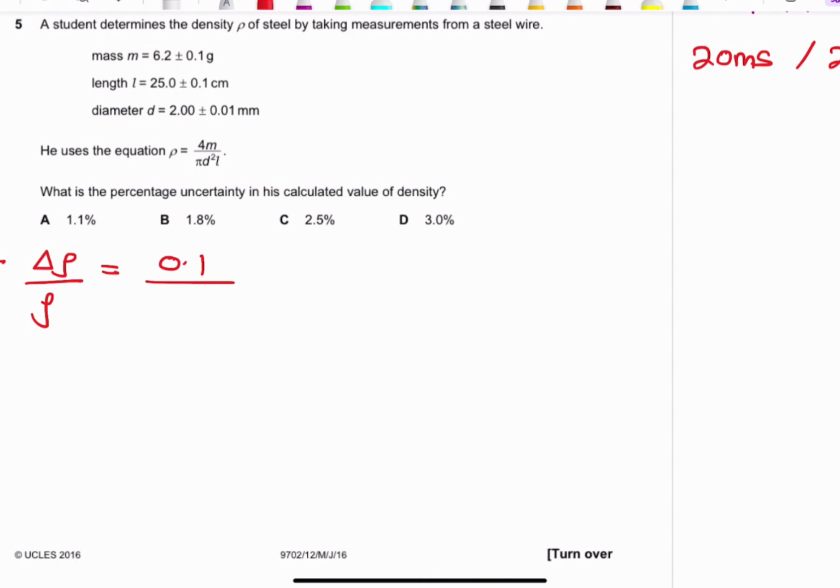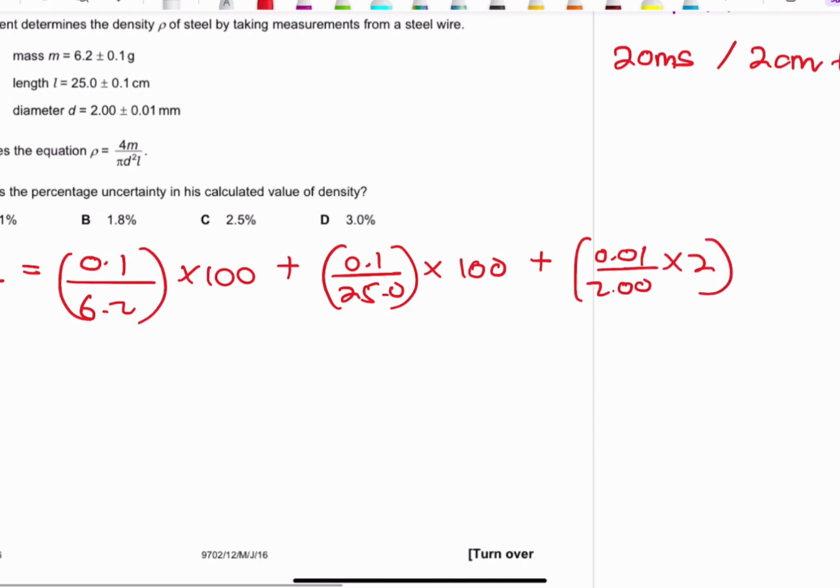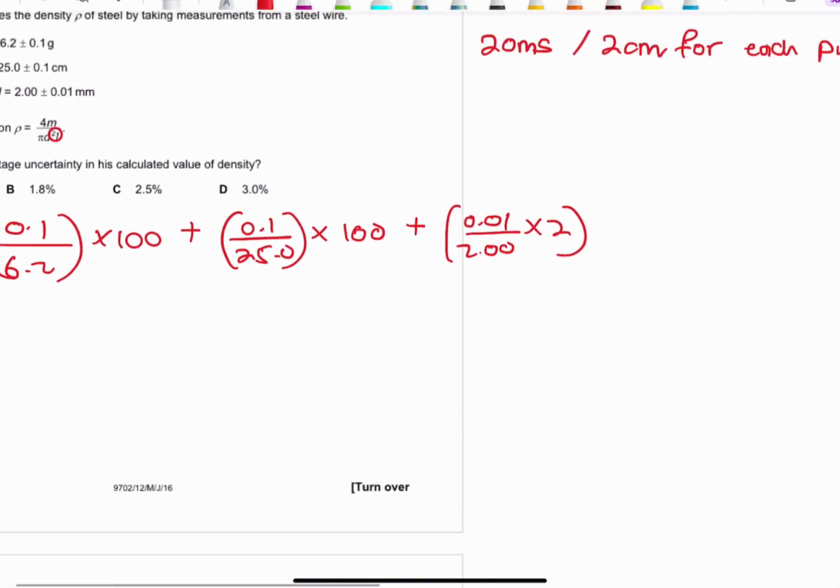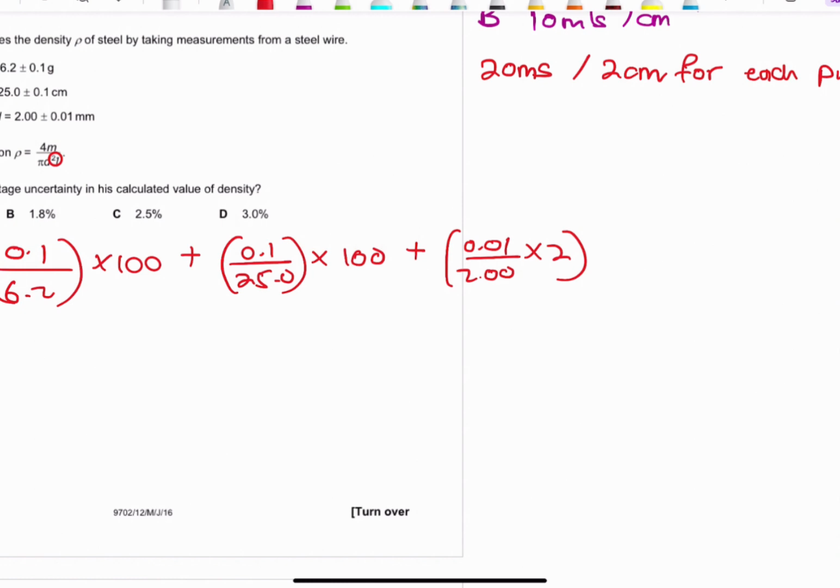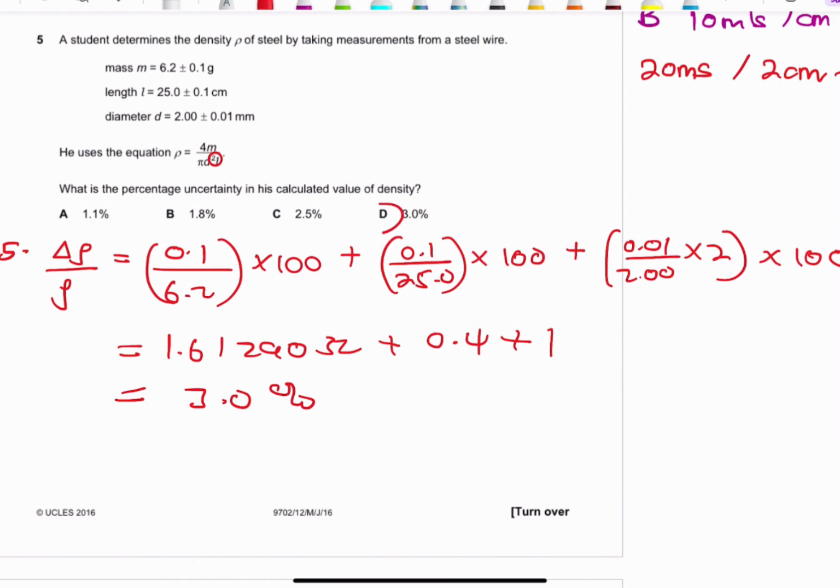the fractional uncertainties: 0.1 divided by 6.2, multiplied by 100, plus the other one, 0.1 divided by 25.0, multiplied by 100, plus the other one, 0.01 divided by 2.00 but multiplied by 2, because look at this power, it means that you have to multiply by 2. Whenever you see a power in uncertainties, that power means multiplying by 2. So if you multiply all of this by 100 and compute, we basically get about 1.61290322 plus 0.4 plus 1, that's basically 3.0%, and the answer is D.